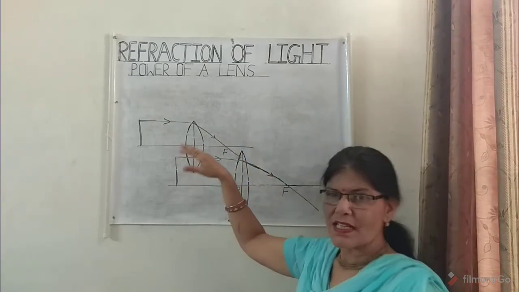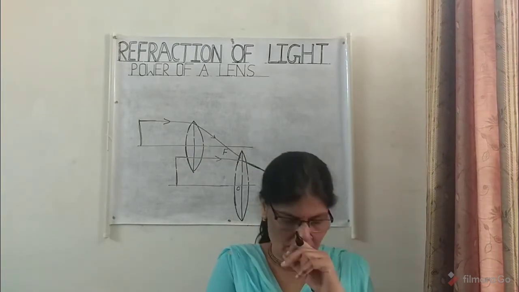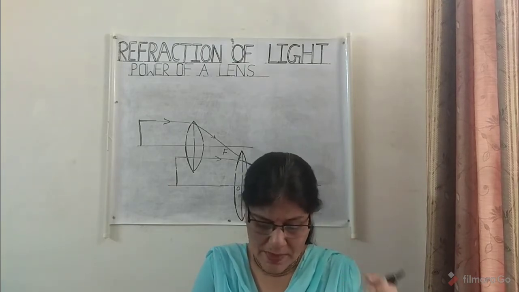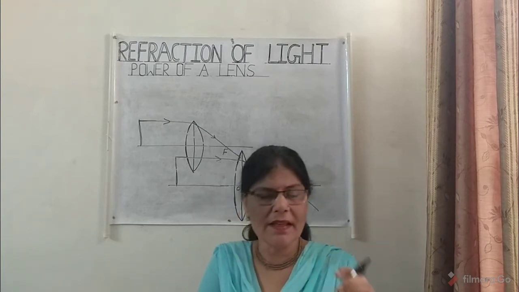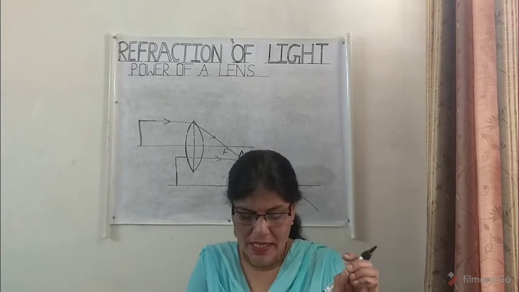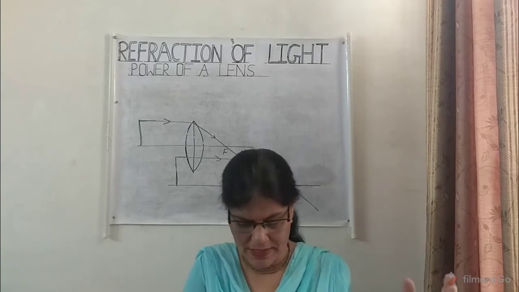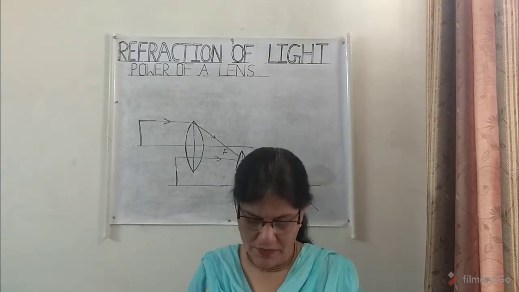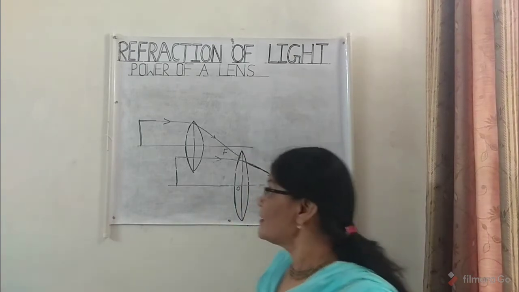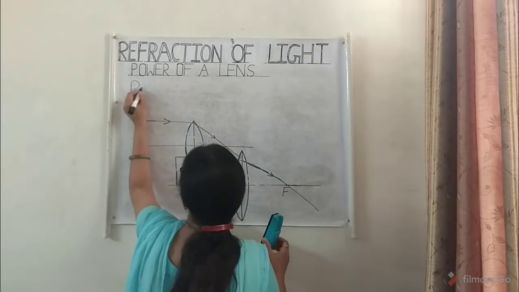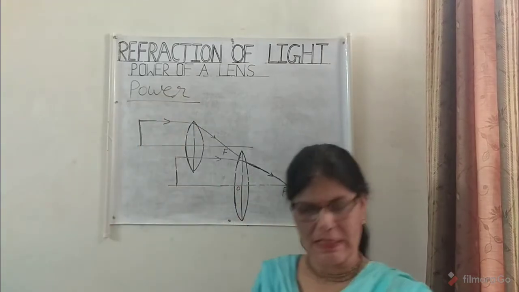For the shorter focal lengths, bending of the refracted ray is more as compared to the lens with the larger focal length. The same is the case for concave lens also. Concave lenses of very short focal length have higher divergence. They diverge the light rays more as compared to concave lenses of higher focal lengths. So the degree of convergence or divergence of light rays is expressed by another term, which is called power.